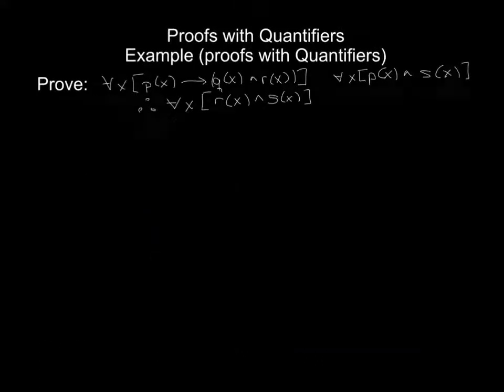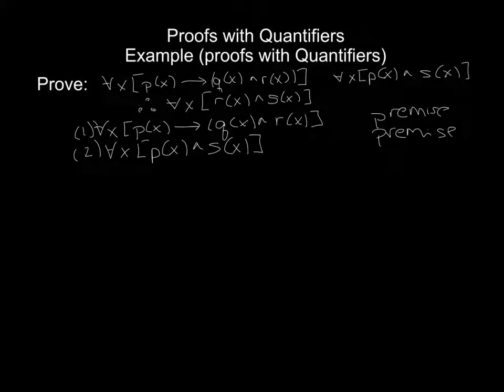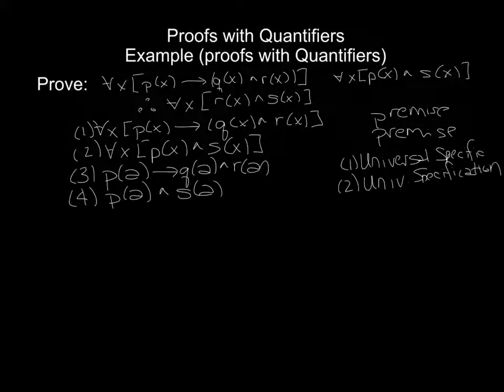Here we have another example without the words, but we have for all x, p of x implies q of x and r of x. We also have for all x, p of x and s of x. And we want to conclude for all x, r of x and s of x. I started with the 2 premises. And then because my rules of inference use propositions, I plugged in a value for x in each of my premises using the rule of universal specification. And I get p of a implies q of a and r of a, as well as p of a and s of a.